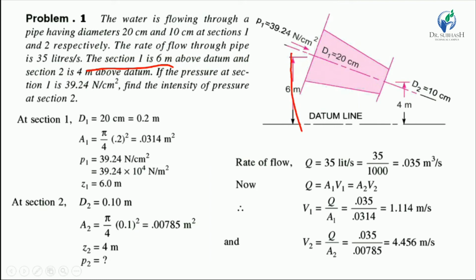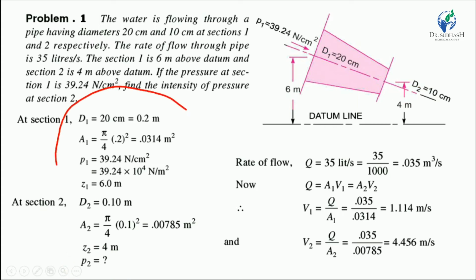The center of section 1 is 6 meter above the datum line, and similarly section 2 center is 4 meter above the datum line. If the pressure at section 1 is 39.24 Newton per centimeter square, then find the intensity of pressure at section 2. So we have to find out the pressure intensity at section 2.